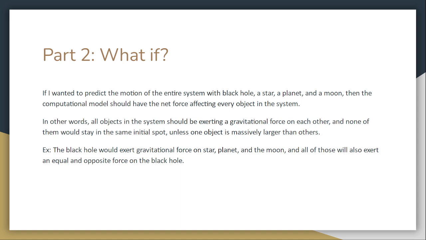If I wanted to predict the motion of the entire system with black hole, star, planet, and the moon, then the computational model should have the net force affecting every object in the system. In other words, all objects in the system should be exerting a gravitational force on each other, and none of them would stay in the same initial spot unless one object is massively larger than the others. For example, the black hole would exert gravitational force on the star, planet, and the moon, and all of those would also exert an equal and opposite force on the black hole.